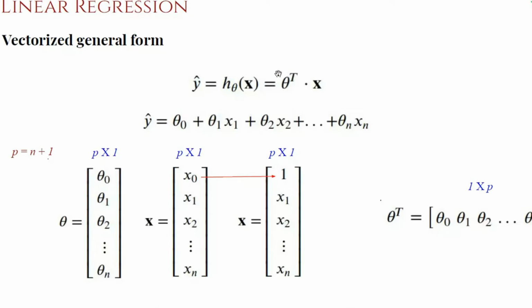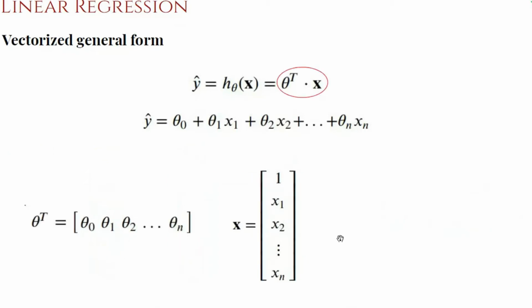What do you mean by transpose? Here we have a transpose term. What does transpose do? It interchanges rows and columns. So if you have a column vector which is p cross 1, then theta transpose becomes 1 cross p because the rows and columns are interchanged. Here it looked like a column vector; now the transpose is a row vector: theta 0, theta 1, theta 2, and so forth.